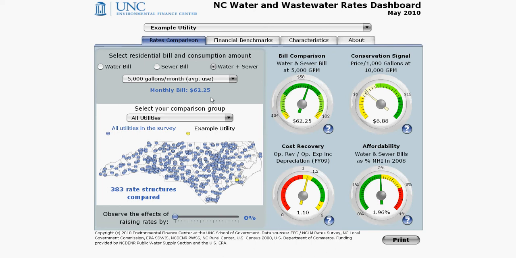There is no universally accepted definition of affordability, and this gauge should not be used as the single indicator of affordability of rates. However, the gauge does show the most commonly used indicator of affordability, the percent MHI. It is calculating what a year's worth of $62.25 of monthly bills is compared to the median household income of the community being served by this utility.